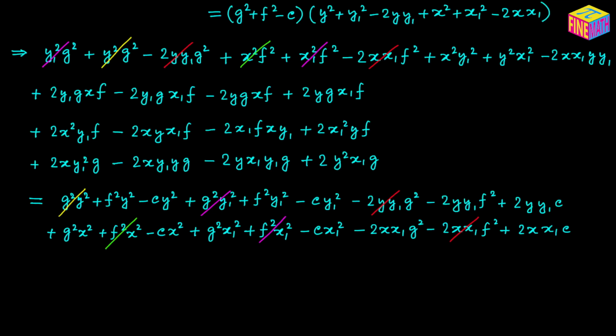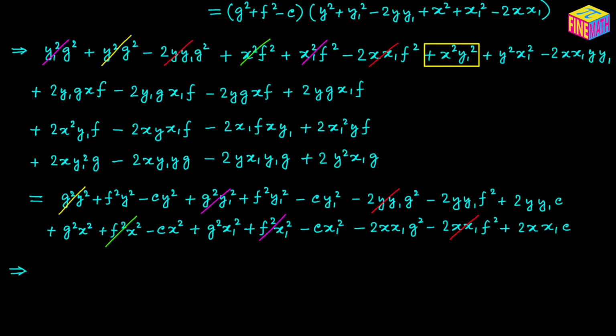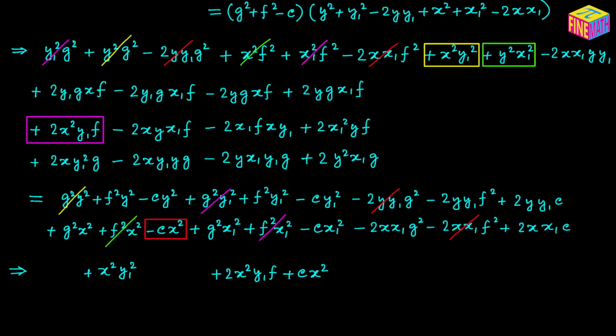Next I am going to write down the remaining terms in a certain fashion. First I am going to note down the x squared times y sub 1 squared term. Next I am going to note down the 2 times x squared times y sub 1 times f term. Next I am going to bring this term from the right hand side to the left hand side. Next I am going to note down the y squared times x sub 1 squared term. Next I am going to note down 2y squared x sub 1 g term. Next I am going to bring this negative c y squared term onto the left hand side.